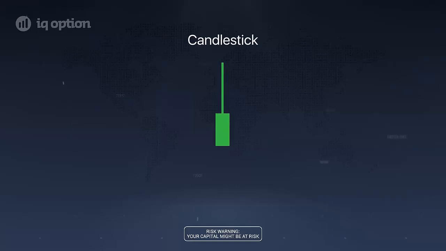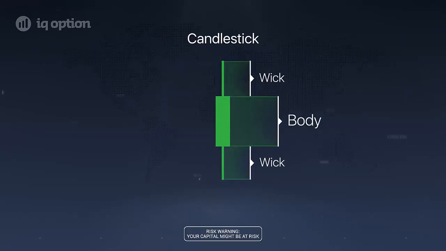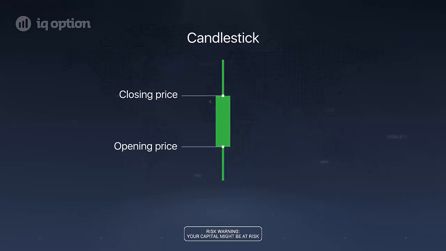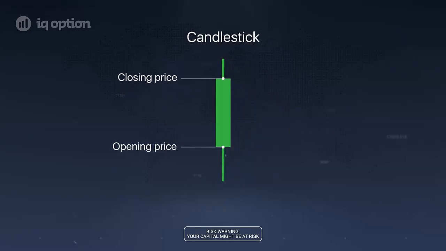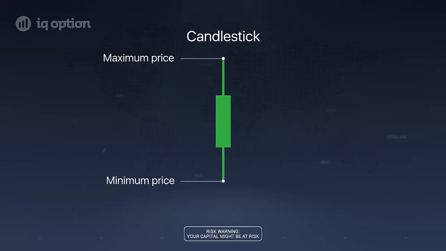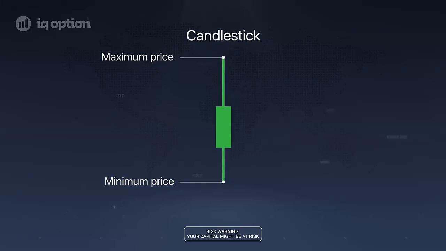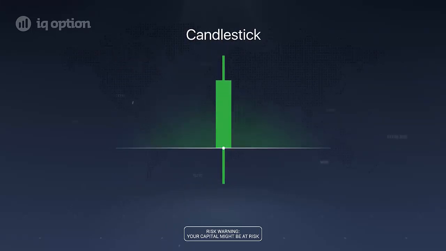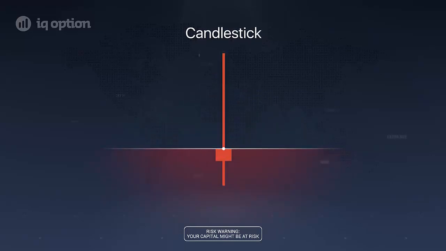Candlesticks contain information on price changes for a particular period of time and consist of the body and the wick. The body's border displays the opening and closing price, while the upper and lower borders of the wick show the price maximum and minimum. If the price of an asset increases, then the candlestick turns green. If the price decreases, then the candlestick turns red.